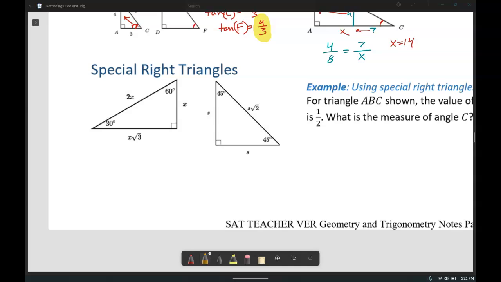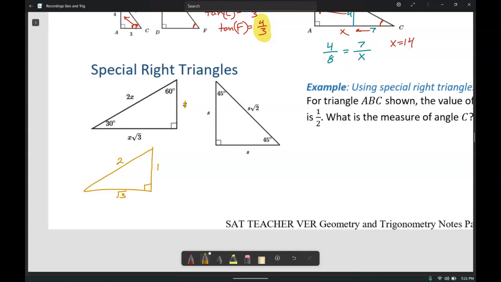But for now, we just want to make sure that we can read these charts. The first right triangle we have is a 30-60-90 special right triangle. The most simple form is if we think about x being a side length of 1. If I have a side length of 1 on the shortest leg of my right triangle, then 1 times the square root of 3 is just the square root of 3, and then my hypotenuse, 2 times 1, is just 2.